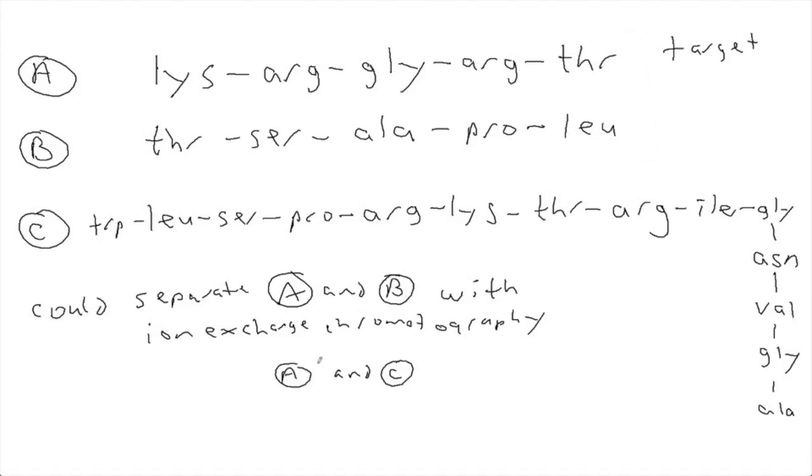So A and C, would A and C separate with ion exchange? No, because they'll probably have the same net charge. So what method did you say you would use for A and C? Gel filtration chromatography, because that separates on the basis of size. All right, so I was trying to draw this one as significantly bigger than the others to emphasize that. Good. How about if B looked like this?